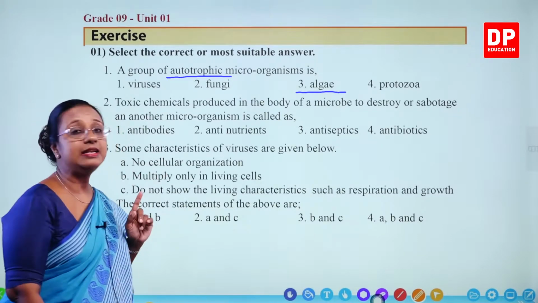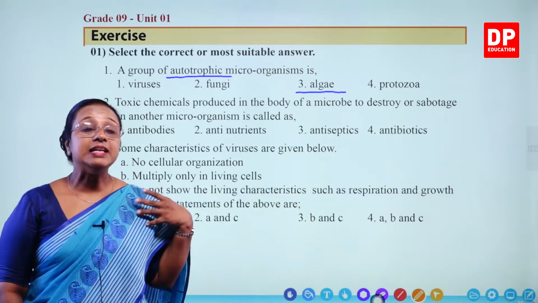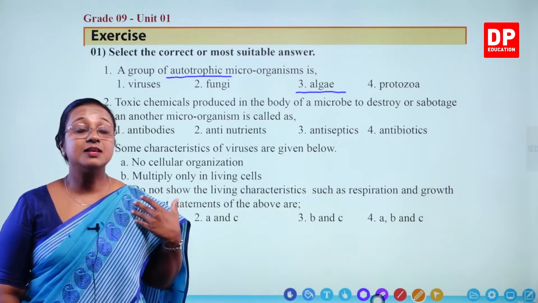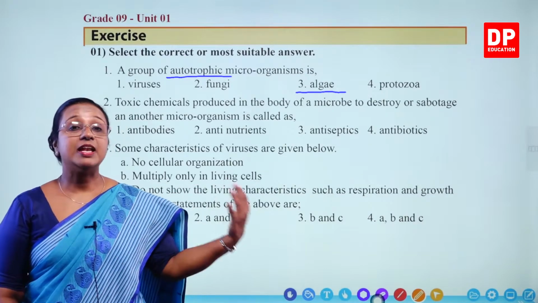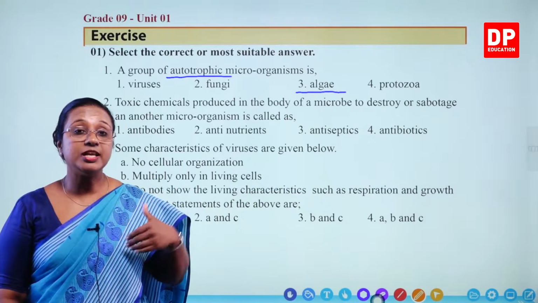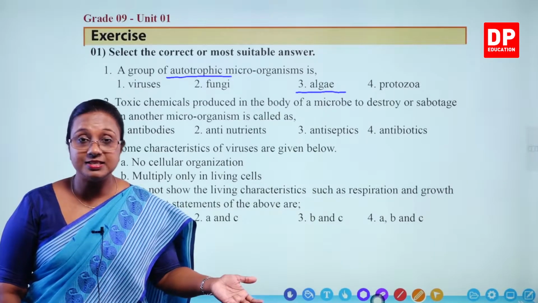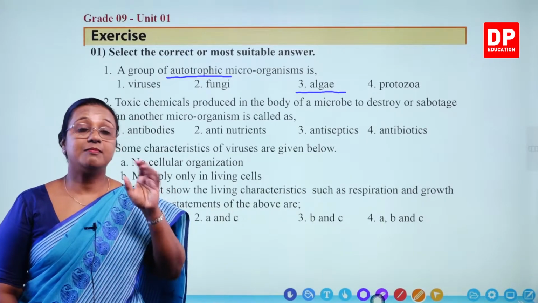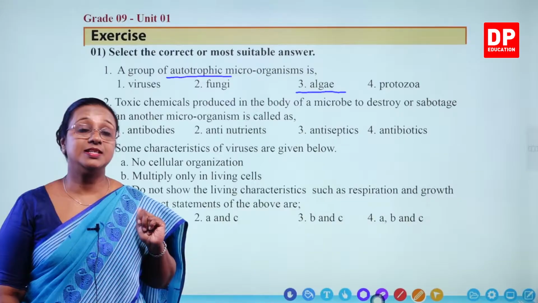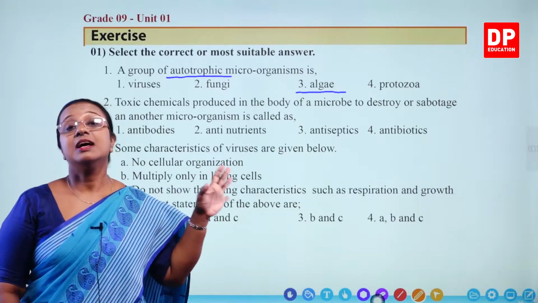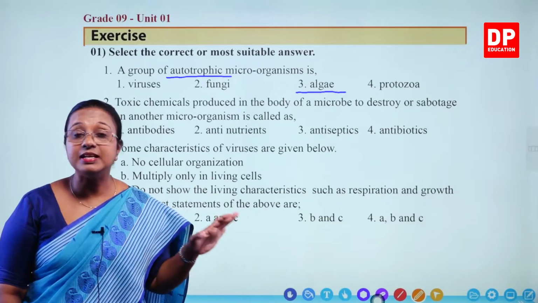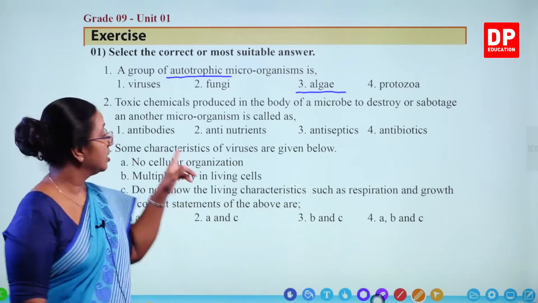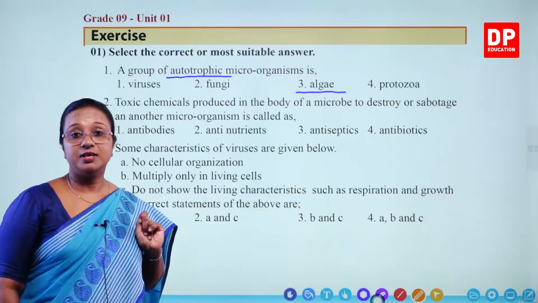Now, what is antibodies? Antibodies are the chemicals, substances produced inside our body. When a pathogen enters our body, our body tries to fight it. So, in blood, by the WBC, that is the white blood cells, a substance called the antibodies are produced to fight against those pathogens. So, that is antibodies.